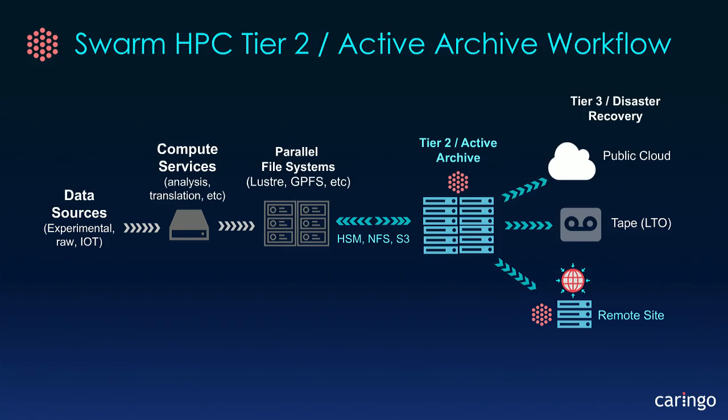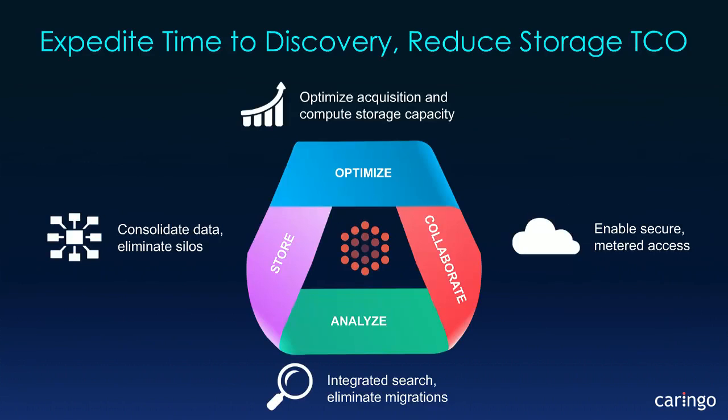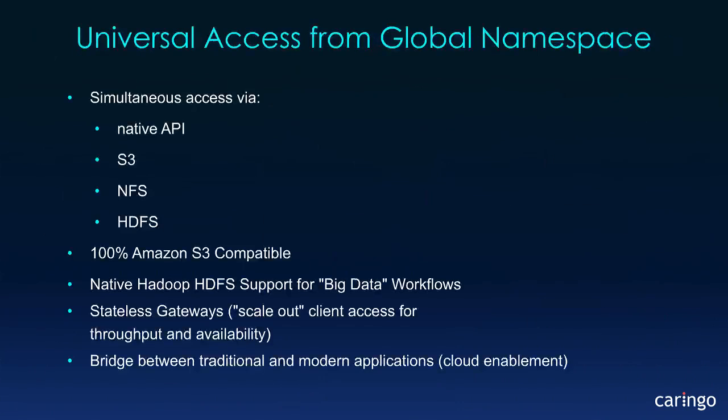Okay. And again, of course, we show a similar HPC Tier 2 or active archive workflow. In this case, the flow is very similar on the left-hand side. But when you go to the Tier 2 or active archive, you may instead decide to push that out to tape.